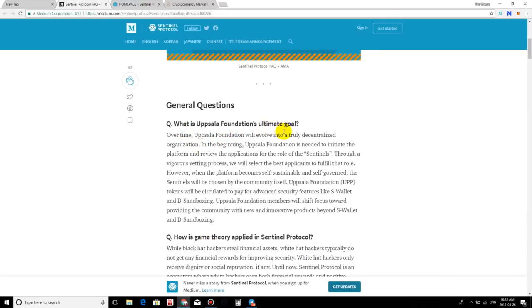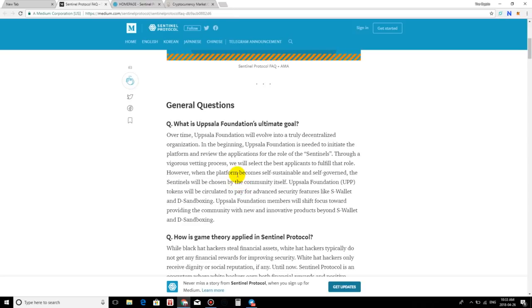So what is Upsella Foundation's ultimate goal? Over time, Upsella Foundation will evolve into a truly decentralized organization. In the beginning, Upsella Foundation is needed to initiate the platform and review the applications for the role of the Sentinels. Through a vigorous vetting process, we will select the best applicants to fulfill that role. However, when the platform becomes self-sustainable and self-governed, the Sentinels will be chosen by the community itself. Upsella Foundation, UPP is the ticker, tokens will be circulated to pay for advanced security features like S-Vault and D-Sandboxing. Upsella Foundation members will shift focus towards providing the community with new and innovative products beyond S-Vault and D-Sandboxing.